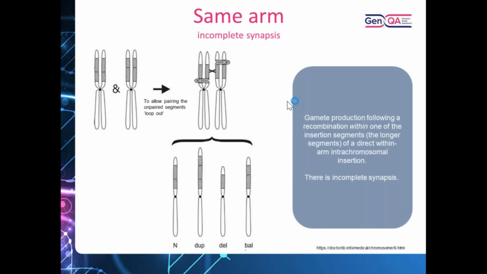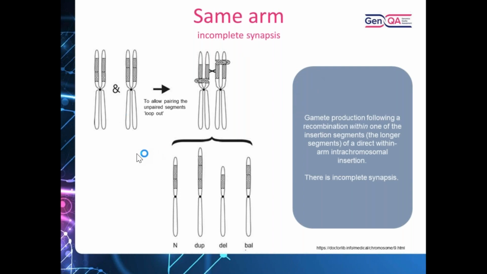However, since they are both really insertion segments, we can also speak of the shorter inserted and the longer inserted segments. The within-arm shift in the case of the direct insertion can have a similar folding out of one inserted segment and its homolog on the normal chromosome to enable synapsis of the other inserted segment and its homologous region. And that'll probably depend on the size, so it's probably going to be the shorter segment that folds out the majority of the time.